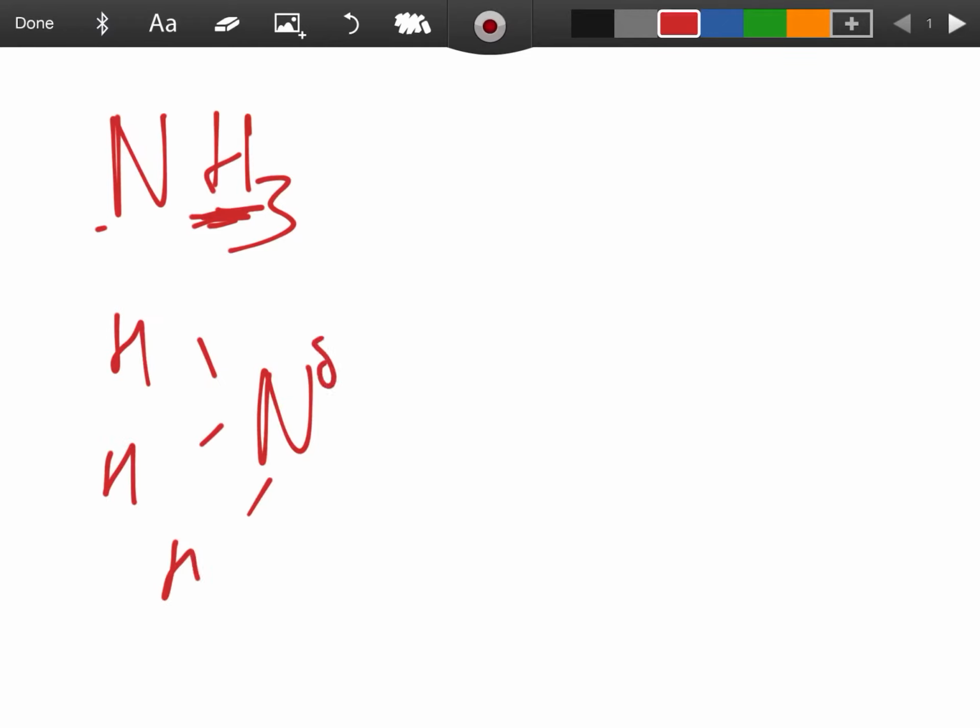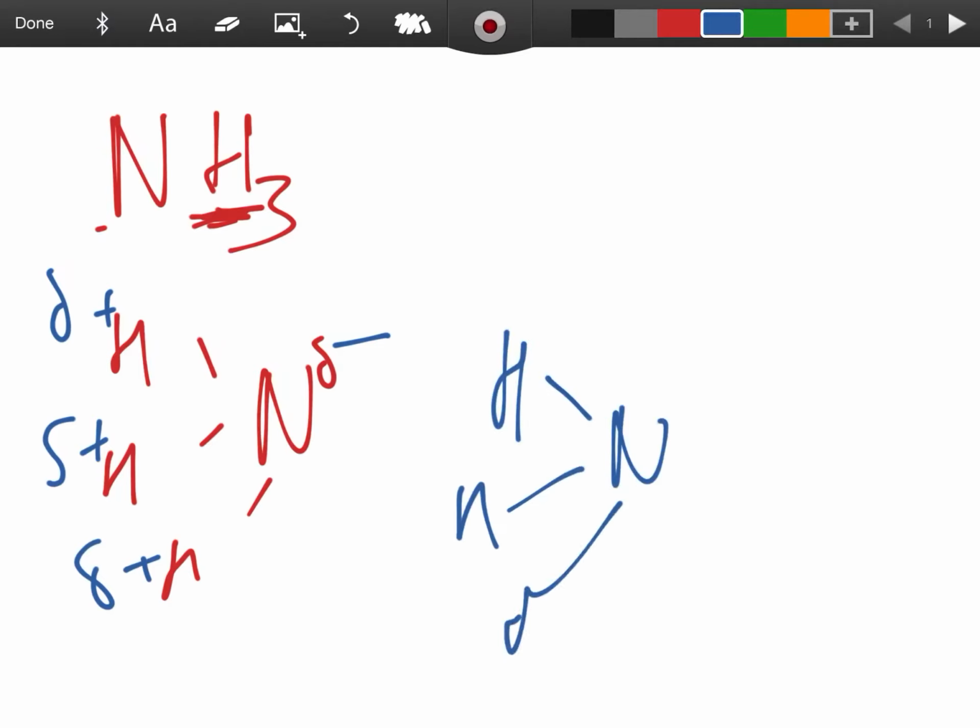Ammonia then, NH3, where hydrogen is bonded to nitrogen. So NH3, and the nitrogen is slightly negative. The hydrogen is slightly positive. And if you had a neighbouring ammonia molecule, then you'll have hydrogen bonds between one ammonia and the next ammonia, and remember they're quite strong.